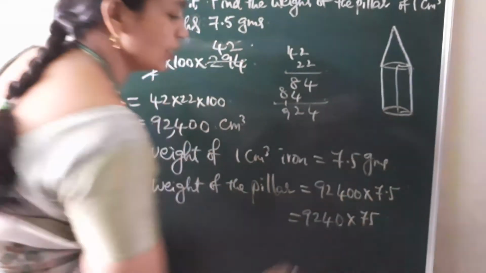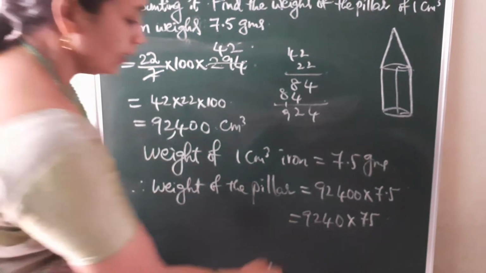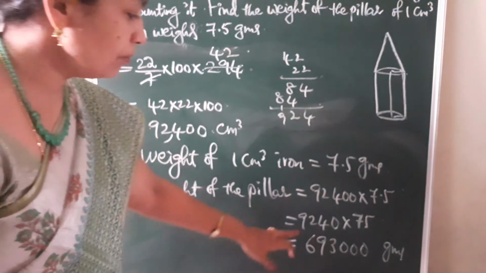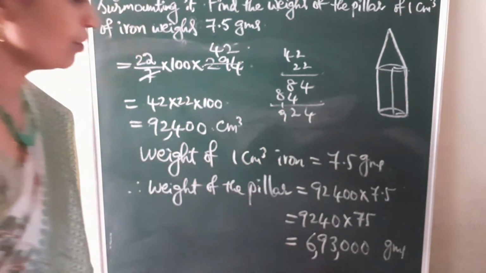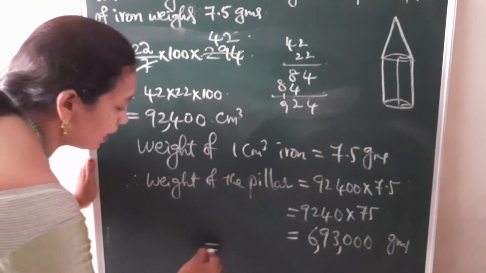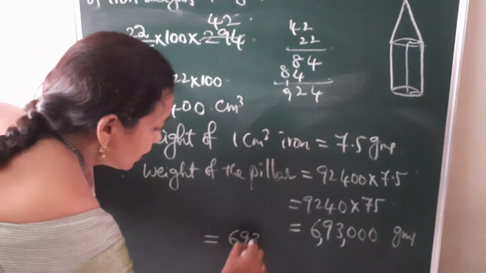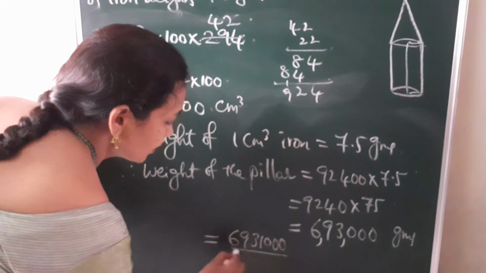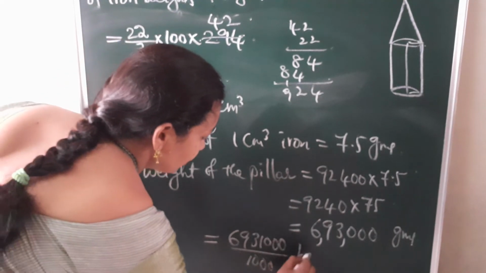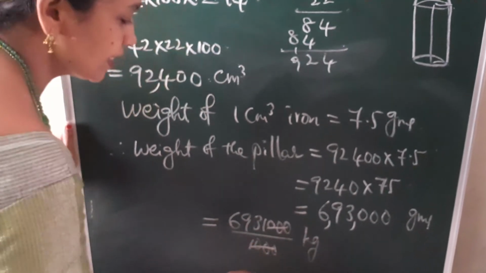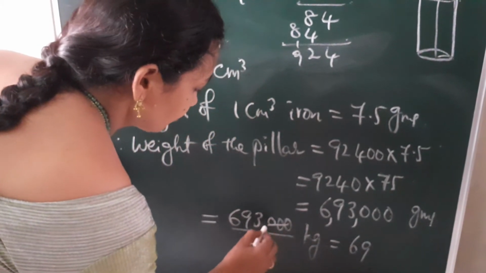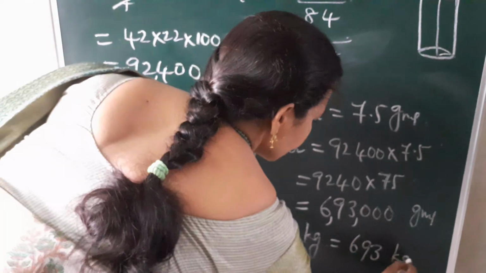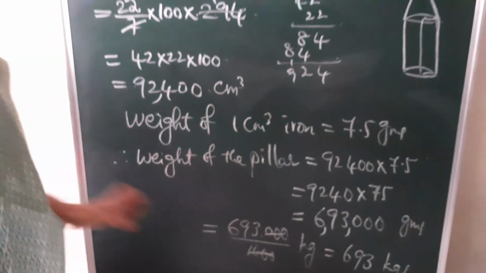As for the decimal, 10 gets cancelled, and on multiplication you will get 6,93,000 grams. That can be written as 6,93,000 by 1000 kg. Three zeros get cancelled, that is nothing but 693 kgs. That is the weight of the pillar.